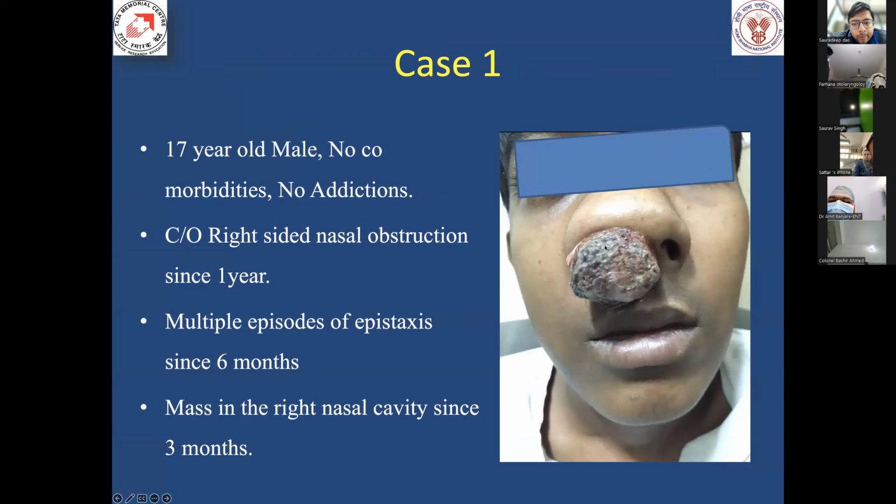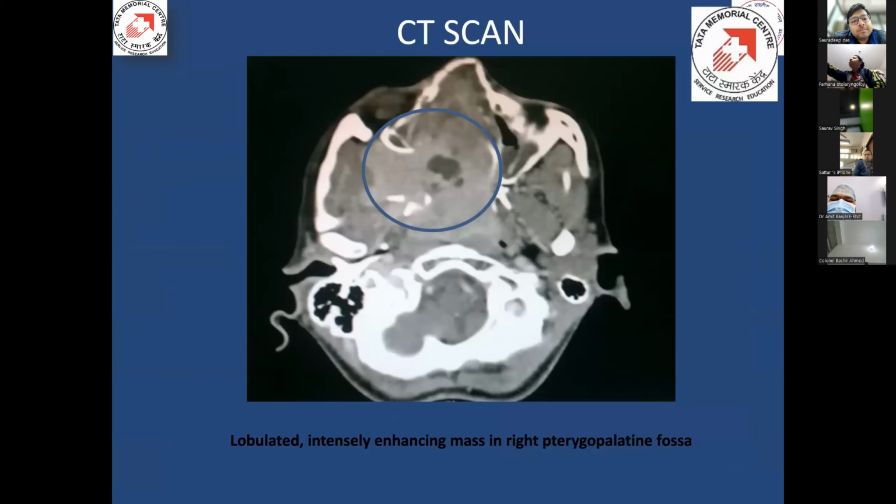So this is a case of, again, JNA, a large tumor involving the entire right nasal cavity and protruding out. And in fact, he has multiple episodes of epistaxis and has difficulty in breathing. He breathes through mouth. And CT scan showing large mass. Again, the entire nasopharynx, the nasal cavity on the right side is involved.